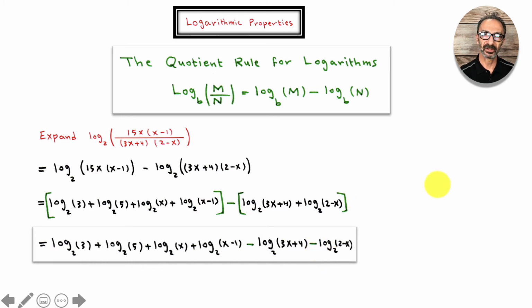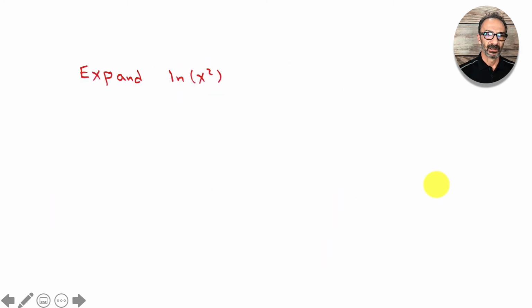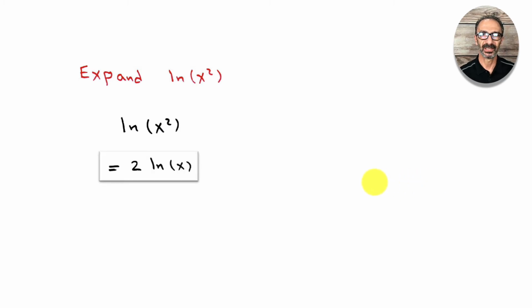Let's move on to another example. Some examples will go quick. There is no need to slow down, and hopefully I'm not going too fast. Expand ln x to the second. I could pull the 2 up front as a power rule, and we are done. Take a look. 2 ln x. We're done.